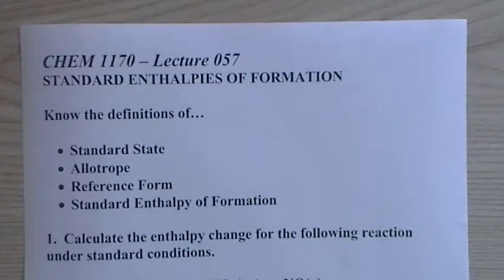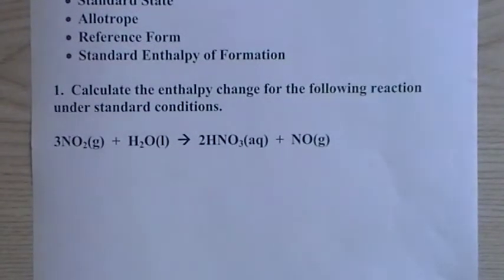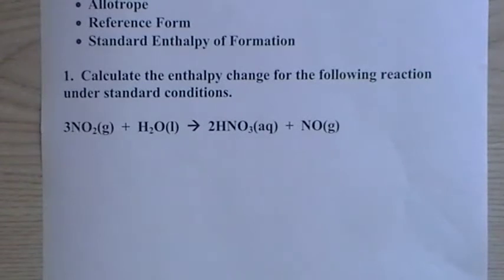Okay, lecture 57, standard enthalpies of formation. You should know those terms. Now, the Hess's law problem that we did was fine for finding the delta H of a reaction from a series of other reactions by manipulating them and adding them up. Sometimes you don't have that possibility, so we have a more general form.